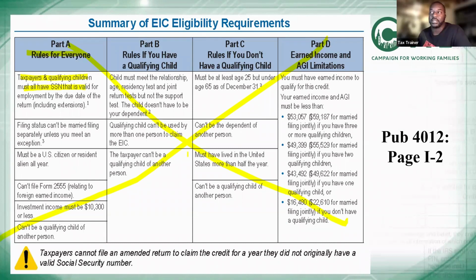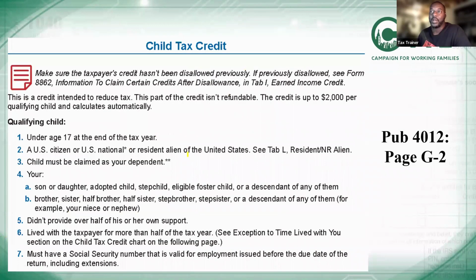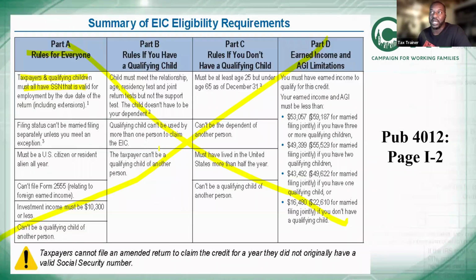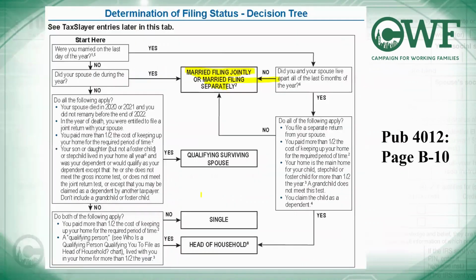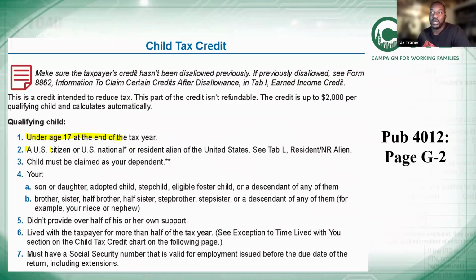No EIC. Stop. How about child tax credit? The rule is you've got to be under the age of 17. Do they have a child under age 17? Yes, they do. They got a child under age 17. Is the child a U.S. citizen?